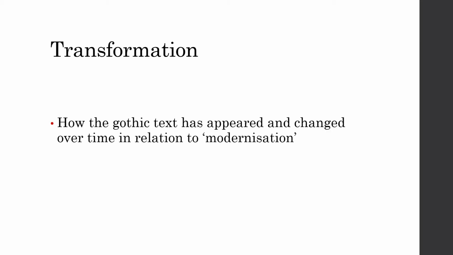Continuing to Botting's third element, transformation. Transformation discusses how the Gothic text has appeared and changed over time in relation to modernisation. For example, in the early ages of Gothic text, instability and anxieties of female sexuality was prevalent. However, in our modernised world, this is beginning to shift, as will be demonstrated later in this presentation.